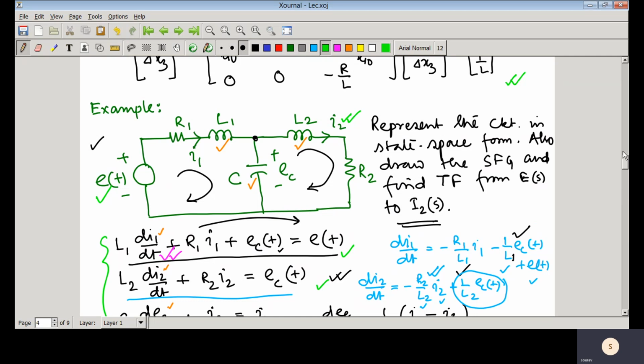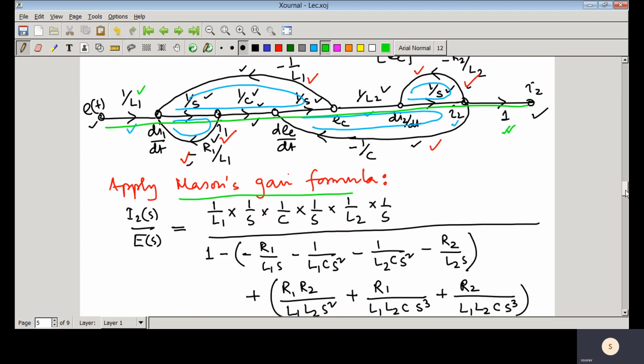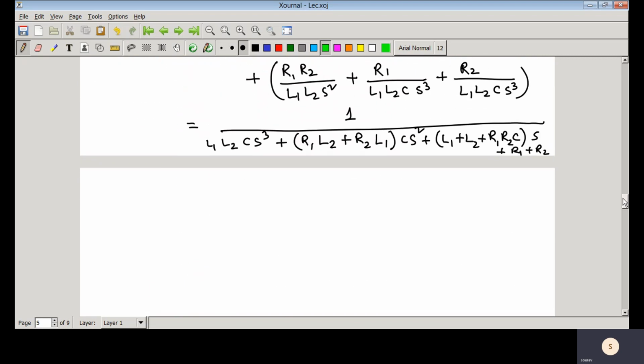So we will now be discussing one mechanical system, and from there we'll be trying to establish the analogy with the electrical circuit. So this is also a very interesting and important example.